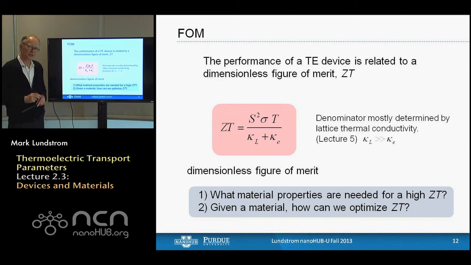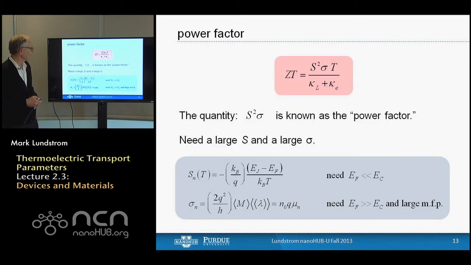And the two questions that we have are, what material properties are needed to give us a high ZT? And given a material, how do we optimize the figure of merit ZT to get the highest value that we can? We'll be focusing on the numerator. The denominator is something that we'll discuss in lecture 5 when we get to phonons. Okay, so let's look at the numerator.